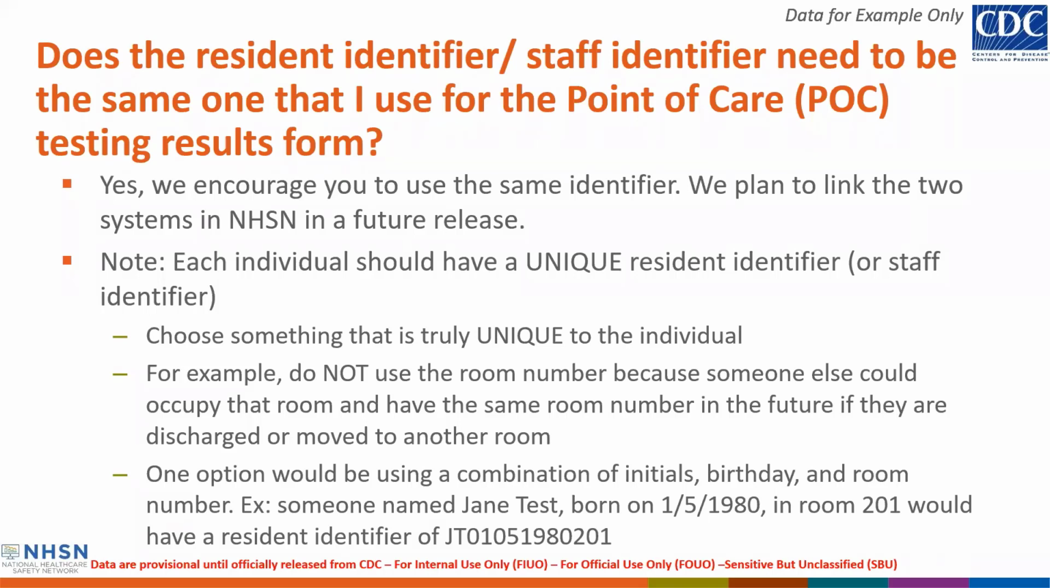So for example, someone named Jane Test, born on 1/5/1980 in room 201, could have a resident identifier of JT-01/05/1980-201. And that's just an example to try to help you think about things that you might consider for your facility. But again, it's just whatever makes sense for you. And you just have to make sure that every individual has a unique identifier.